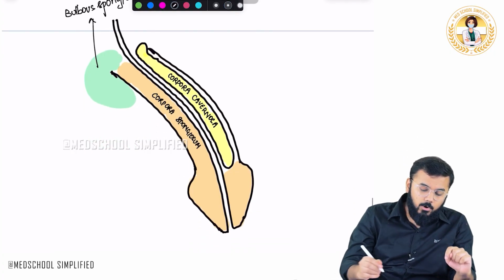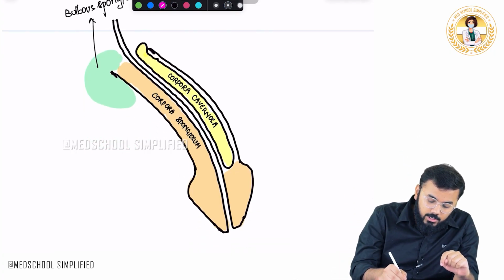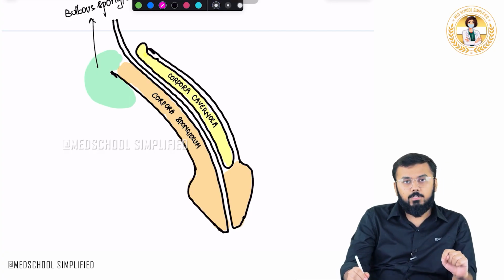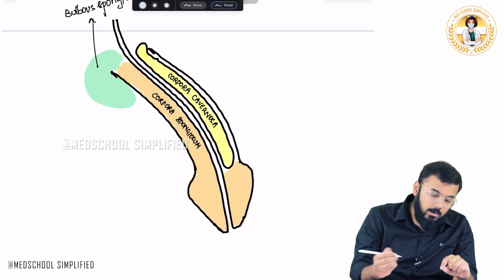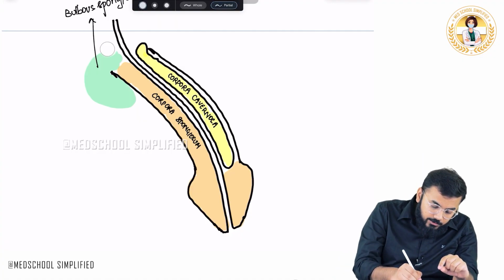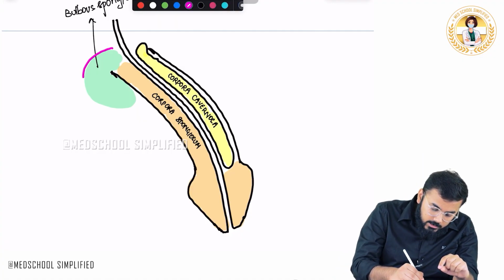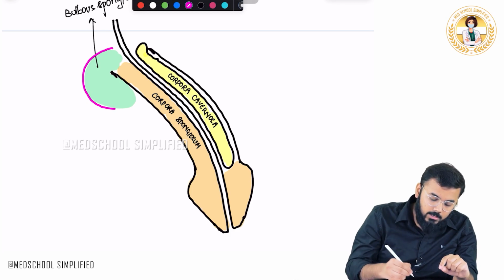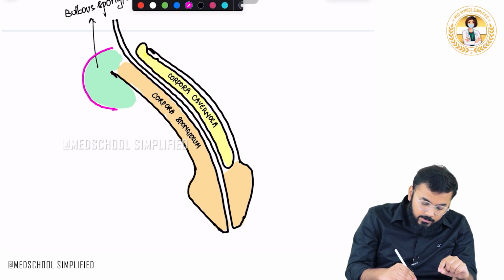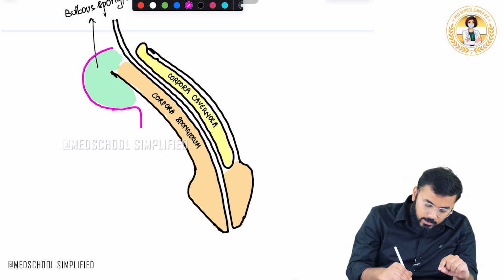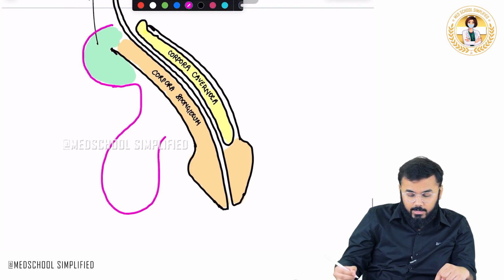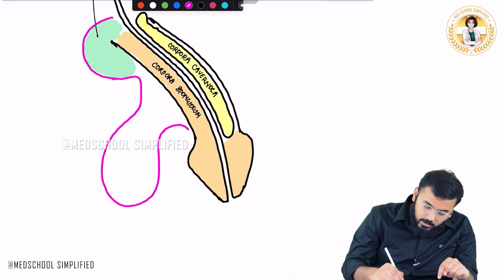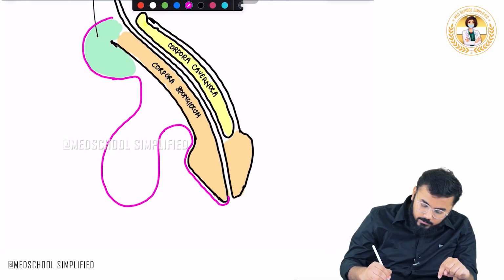Now let us discuss the fascia. Now the first important fascia, let me draw this fascia with the pink color. The first important fascia starts surrounding your bulbous spongiosus muscle. So this is a fascia that is surrounding your bulbous spongiosus muscle. Now this fascia is continuing down, and here you know that you have got your testis, right? And this fascia even continues all the way along this glans penis like this.